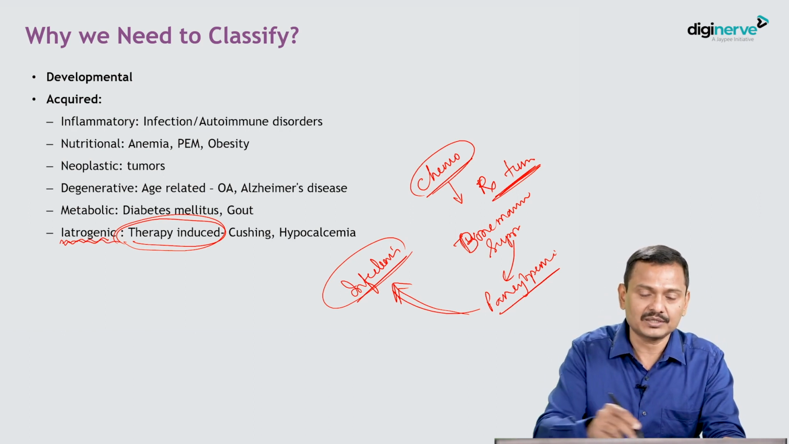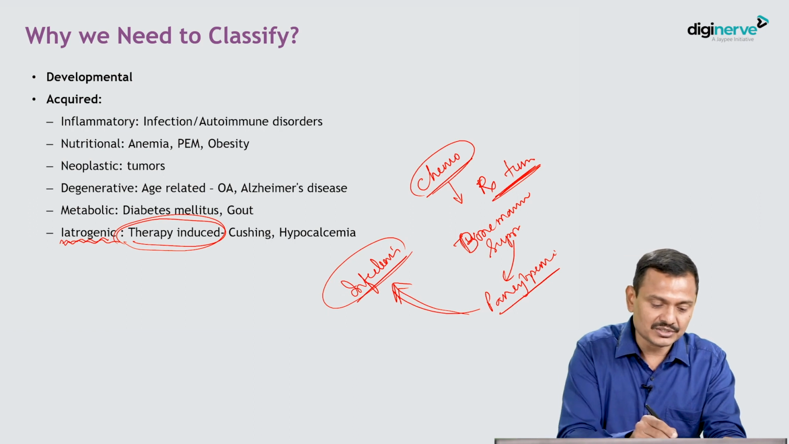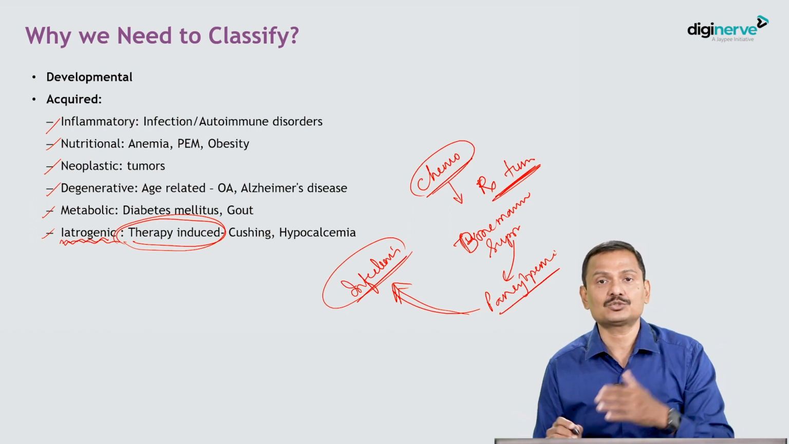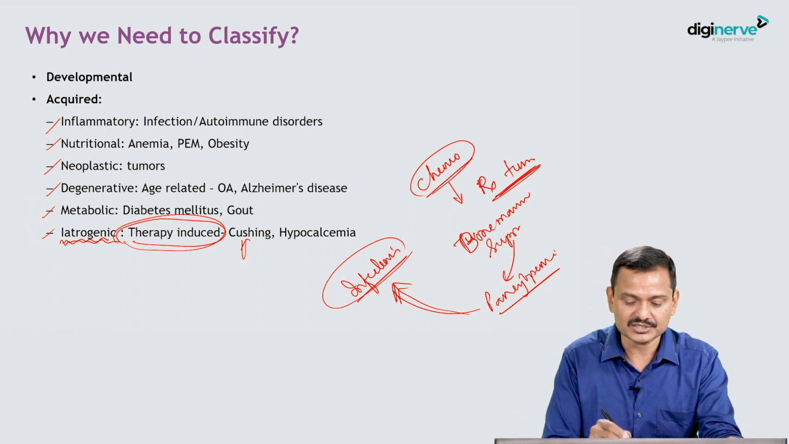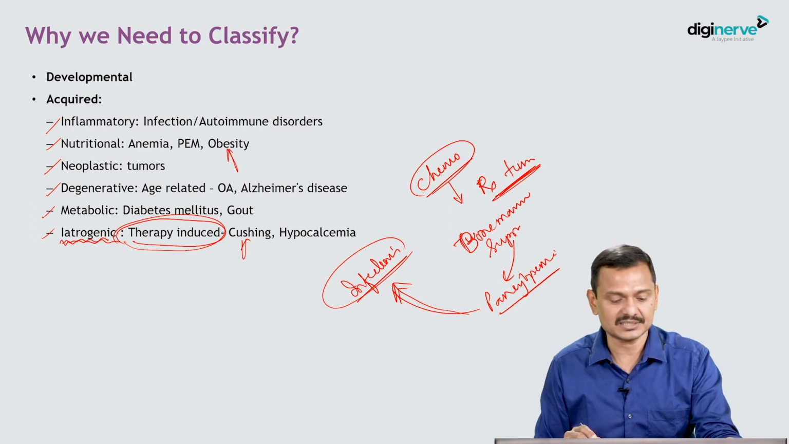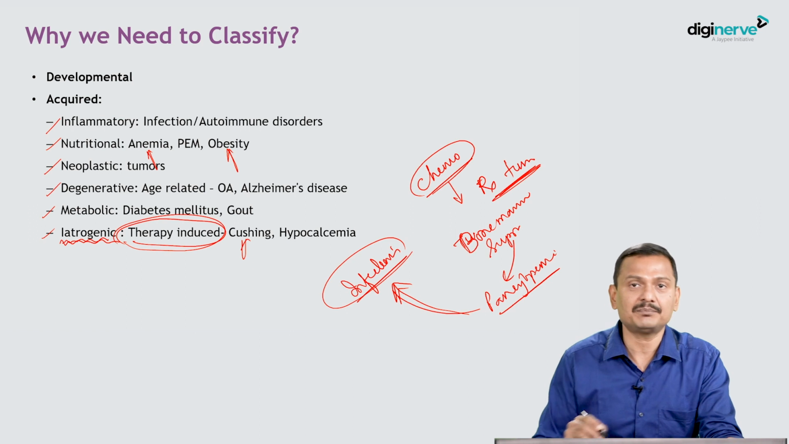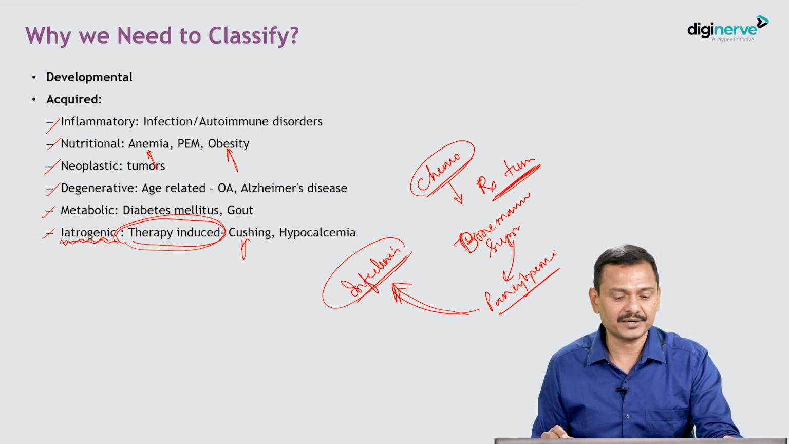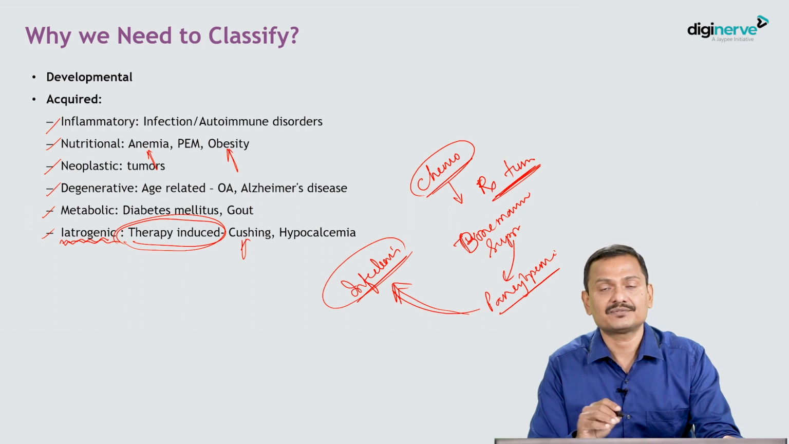Now you must be wondering why we need to classify, because each of these diseases will have a specific therapy. You cannot give the therapy of diabetes to a patient who is suffering from Cushing syndrome, neither can a person suffering from obesity be treated in the same manner as a person suffering from anemia. That is the difference, and that is why we need to classify diseases. Then we move on to the books to follow.